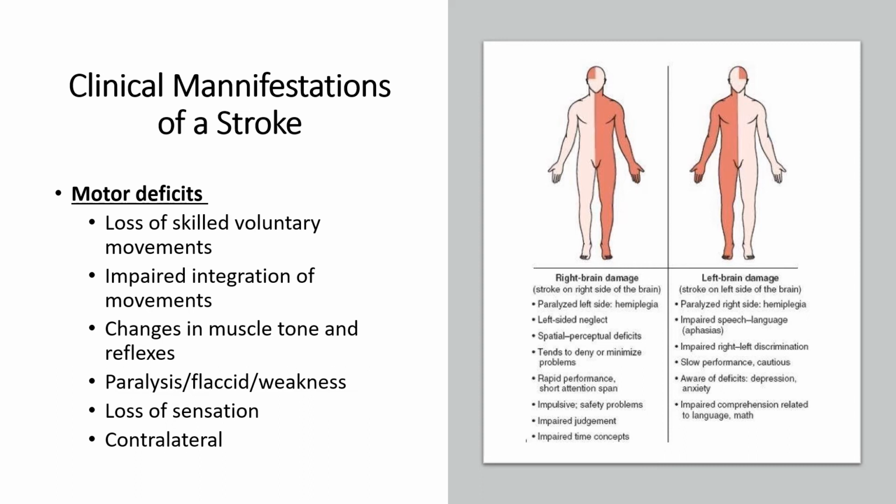So as you can see in this picture on the right, if there's a deficit or infarct to the right side of the brain, the left side of the body will be affected, and just opposite. The left side of the brain infarcted, you'll have a deficit on the right side of the body. Typically, if there is an infarct on the right brain, we'll see paralysis to the left side or hemiplegia, left-sided neglect, spatial or perceptual deficits.